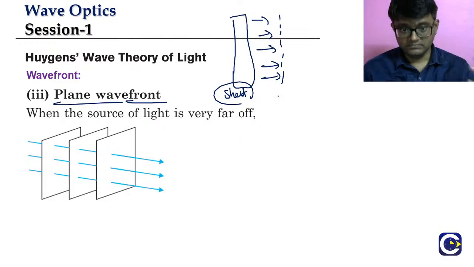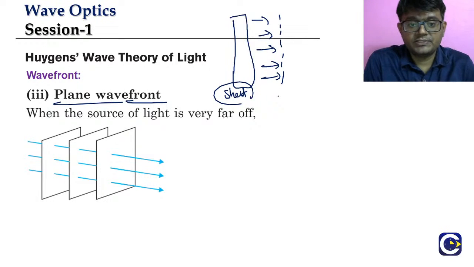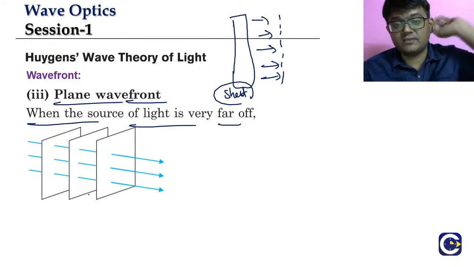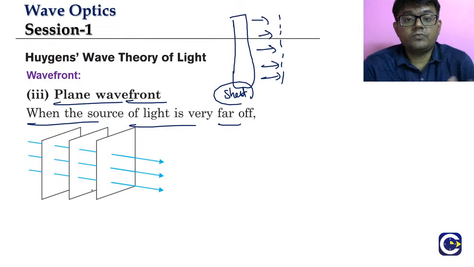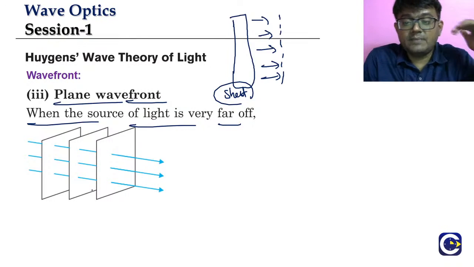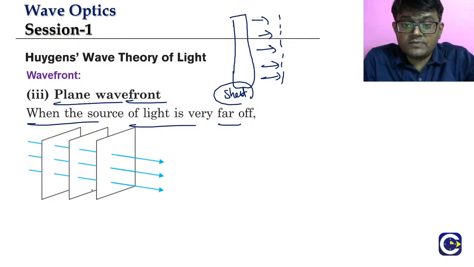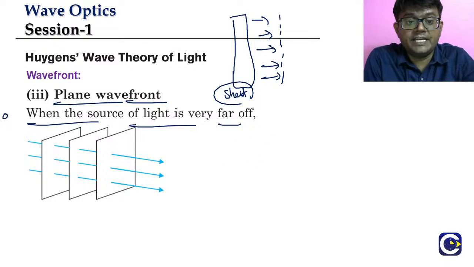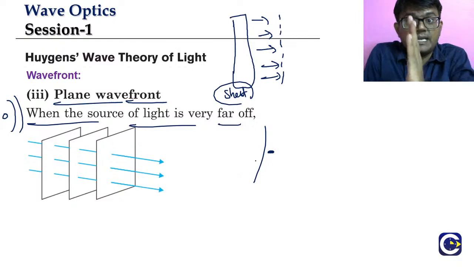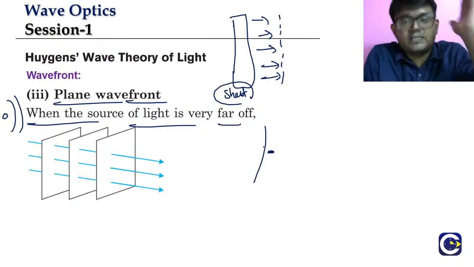Otherwise, generally our sources are point sources. If you have a light source which is very far off, like in ray optics also we use that idea, right? When our source or the object is at infinity, then the light rays coming from that, when they started, they would have started like a spherical wavefront. But when you see very far, the spherical wavefront radius is going to be very, very large.